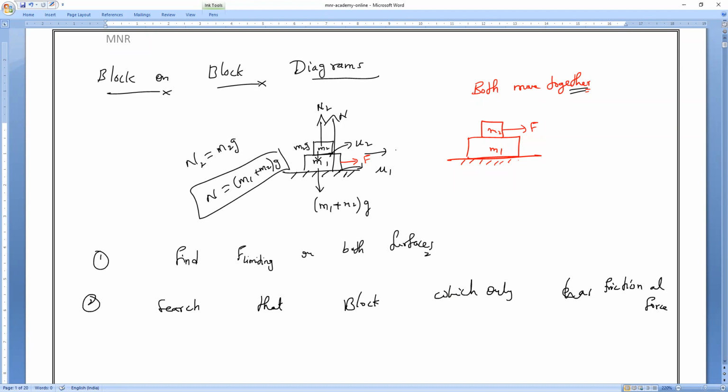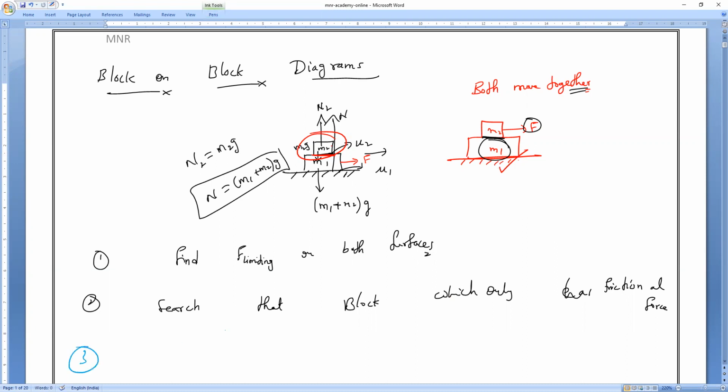For example, if I am applying the force on the first body, which body does not experience any force other than frictional force? Second body. Am I right or wrong? If I am applying the force on the second body, which body is only experiencing frictional force? First body. Am I right? Can you understand what I am saying? That is what it is.